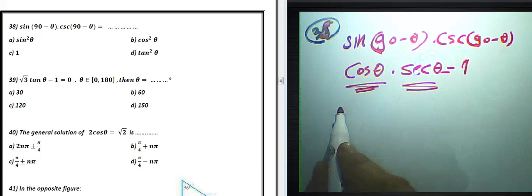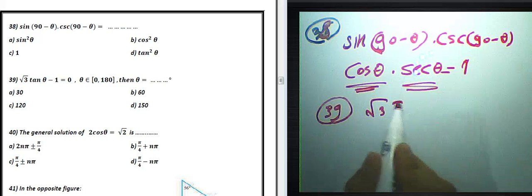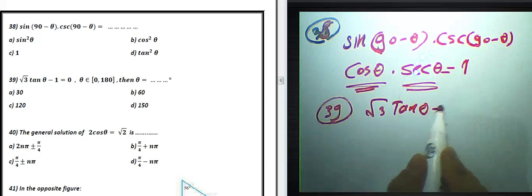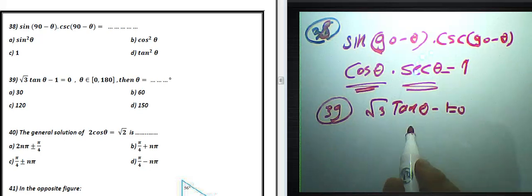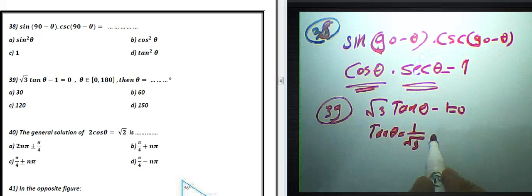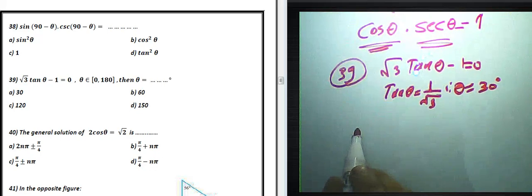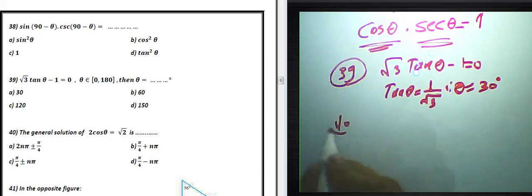Question 39. Root 3 tan theta minus 1 equals 0, and theta belongs to the interval 0 to 180, then theta equals? We can solve this equation. Tan theta will be 1 over root 3, and we can find the angle by using the calculator. Shift tan of 1 over root 3, then theta will be equal to 30 degrees. Okay, question 40.